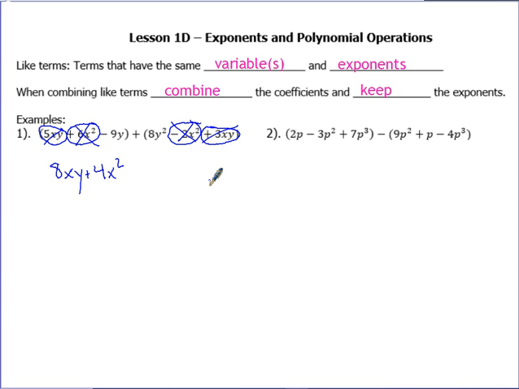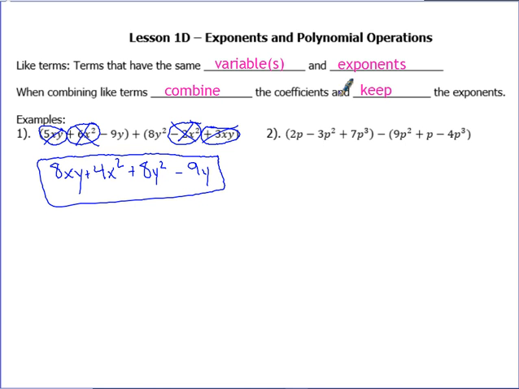Okay. Negative 9y and positive 8y squared, those are not the same. So they cannot be combined because this y is squared and that one is not. So I simply bring them down, and this is my simplified answer. I can't put anything else together because they have different exponents or variables.